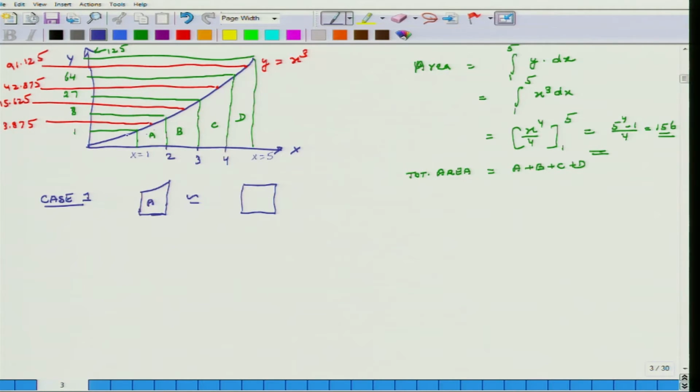So this is point 1 and 2. The variation of y between 1 and 2 is constant. I am assuming that the value of y between points 1 and 2 is nothing but constant. In reality it is not true, but I am assuming that it is constant and its value is the same as that which is at 1. So this height is 1 and this width is 1. So area A is equal to 1.